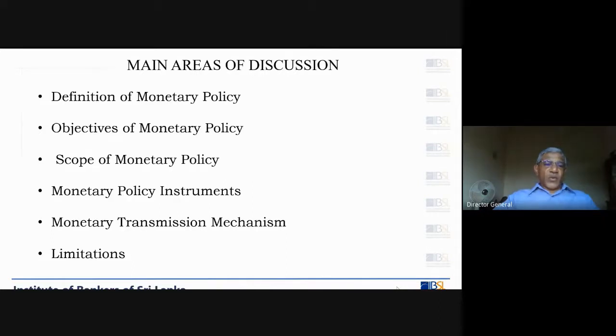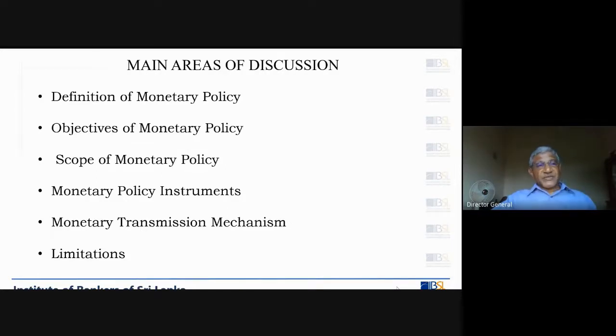Then, what are the objectives of monetary policy? What is the purpose of the central bank conducting the monetary policy? We are going to look at different levels of objectives. Then the scope of monetary policy. What does it focus on? Then the fourth one is monetary policy instruments. What are the instruments that the central bank uses in conducting the monetary policy?